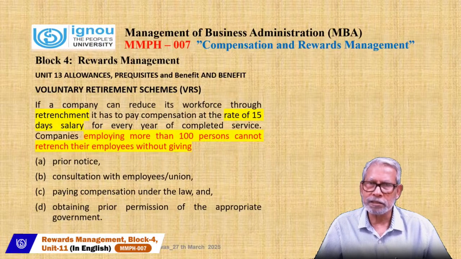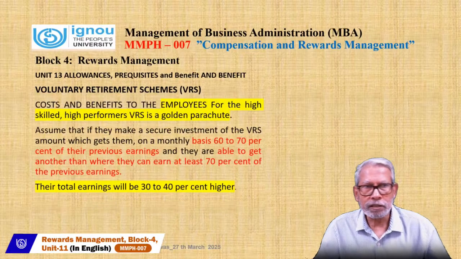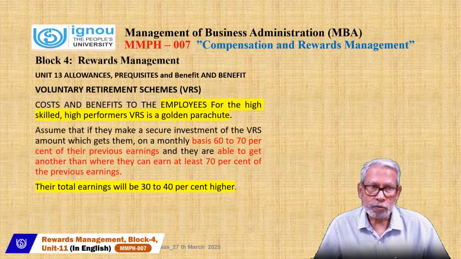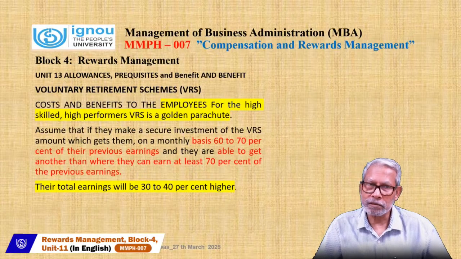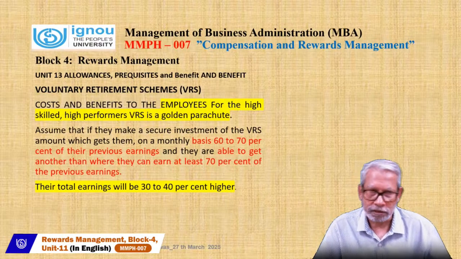And you have to launch the VRS scheme. Everything has to be approved by some committee. For the high skilled, high performance employees, VRS is a golden deal, because those employees are really skilled, and they know they can take this money and join some other company. They can still work there for 5 to 10 years. So for them, this scheme is a very golden platform.